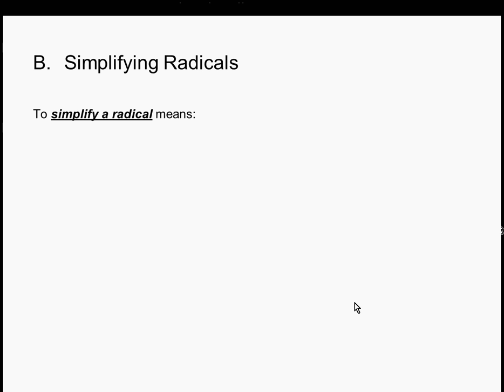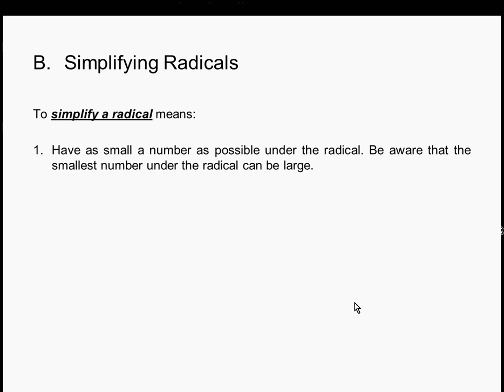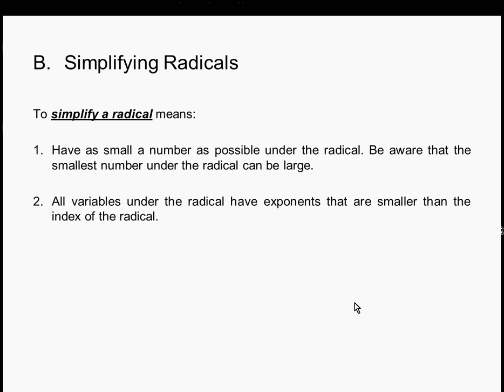To simplify a radical means, number 1, have as small a number as possible under the radical. Be aware that the smallest number under the radical can be large. Ideally, you would like the radical to go away. Number 2, all variables under the radical have exponents that are smaller than the index of the radical. Again, we're assuming that you're using all positive exponents.